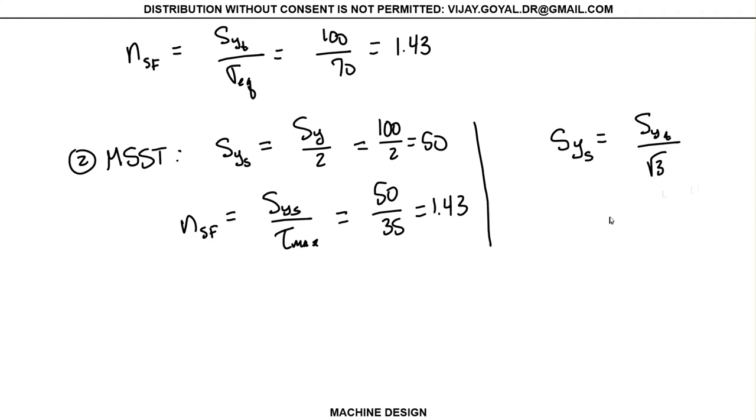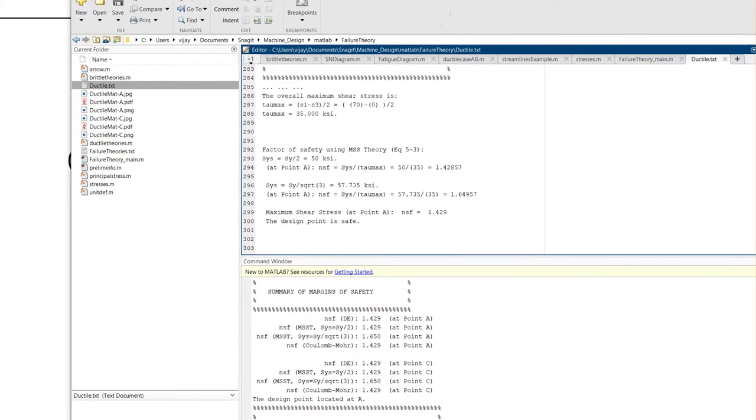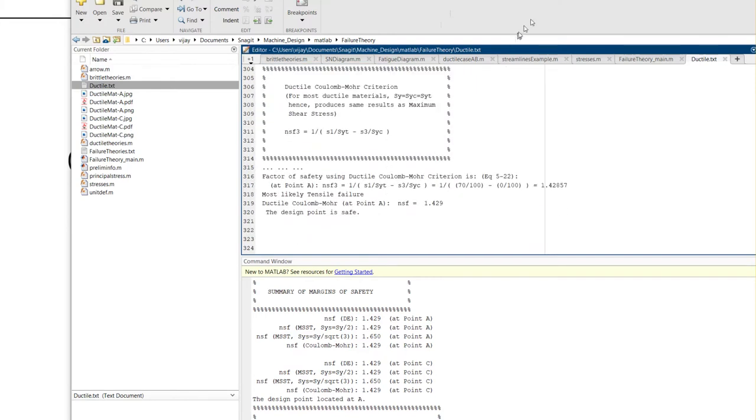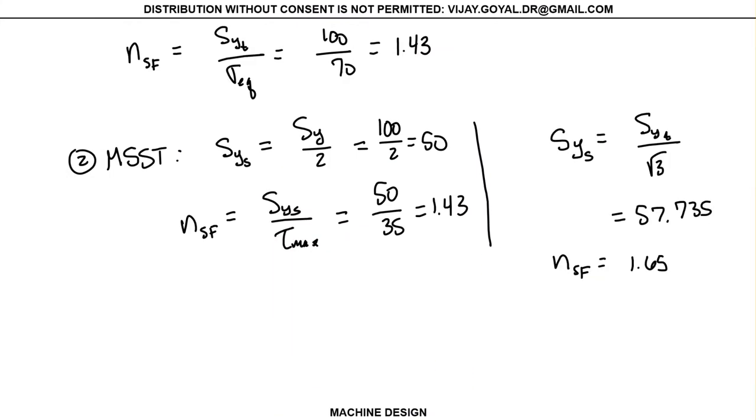if I did this, you find that this is equal to 57.735. So what you find on this side is your factor of safety will give you 1.65 now. But when I talk about maximum shear stress, I'm really talking about this one. Okay. And when you're running the code, it gives you all these values. You see, it tells you this. But when you're doing this by hand, I'm expecting that each one of us will go ahead and write down these equations by hand.